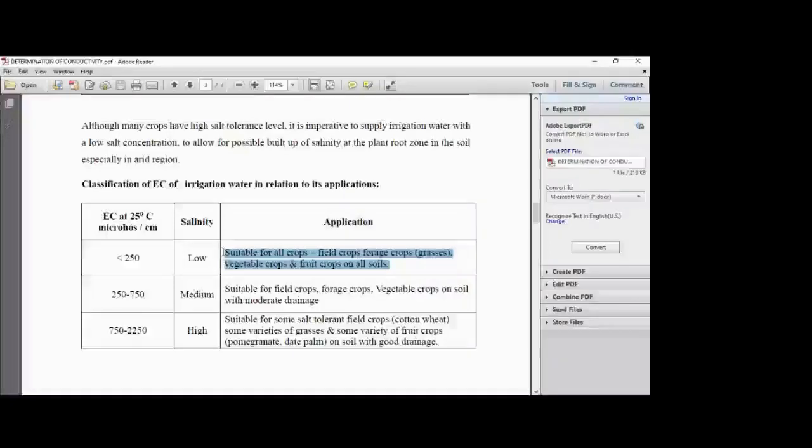Next, we have irrigation water in the range of 250 to 750. This salinity is said to be medium salinity, and it is suitable for field crops, forage crops, and vegetable crops on soil with moderate drainage. You can see here it is not suitable for fruit crops, right? This is okay for the electrical conductivity of the irrigation water, but if this type of water is to be used for such an application, we also have to think about the soil, whether that particular soil has moderate drainage or not, right?